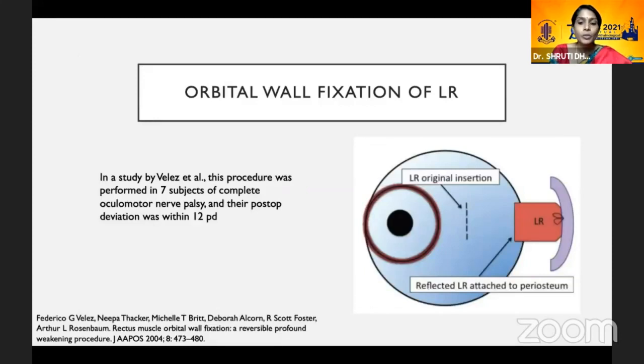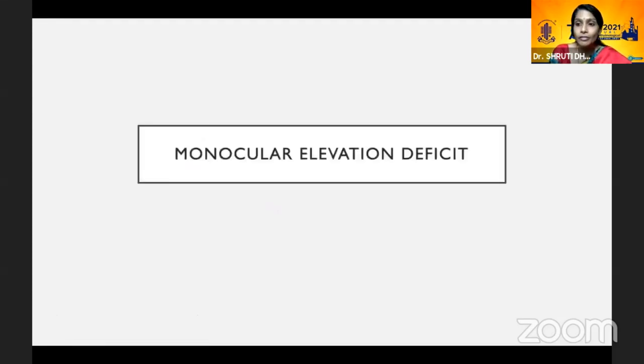So this, and the other procedure that has been explained, was a lateral wall fixation, orbital wall fixation of the lateral rectus, where the lateral rectus is tagged with a 6-0 non-absorbable suture, and then it is taken through the subconjunctival area 5 mm behind the lateral orbital wall, and then it's sutured to the periosteum there. So it relieves the lateral rectus pull on the globe, thereby bringing it to primary position. So this can also be done for high deviations.